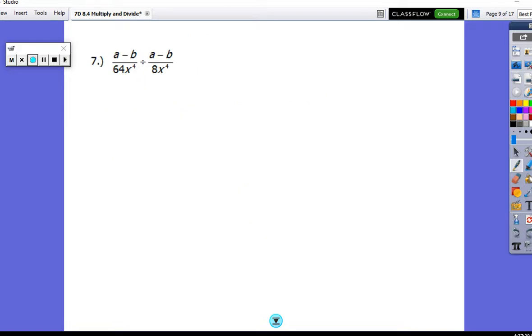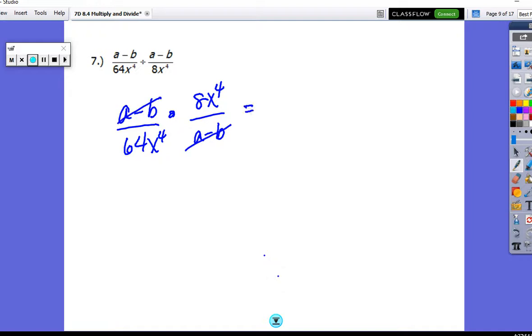This is division, so that means I'm going to have to flip and multiply. I leave the first fraction alone, and I'm going to flip the second one. And then I can multiply. Now I have a common factor, so those are gone. What does that leave me with? I got 8x to the fourth on the top and 64x to the fourth on the bottom. My x's are common, x to the fourth, so it leaves me with 8 over 64, which is going to reduce to 1/8.